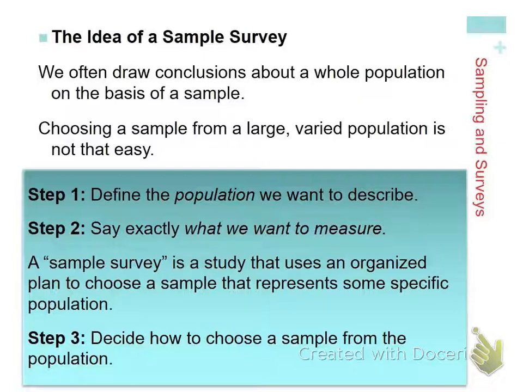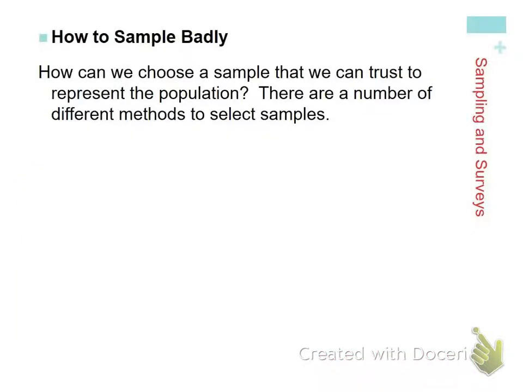So what we're going to do to set up our observational study or our survey is to define the population, just like we did before. Define a population, say what we want to measure, and then we're going to use an organized plan to choose a sample that hopefully is a good representation of the population, and then start to measure those things that we want to measure, okay? There are some ways to do this poorly, right? And they're used all the time, actually, because they're really, really easy to use, right?